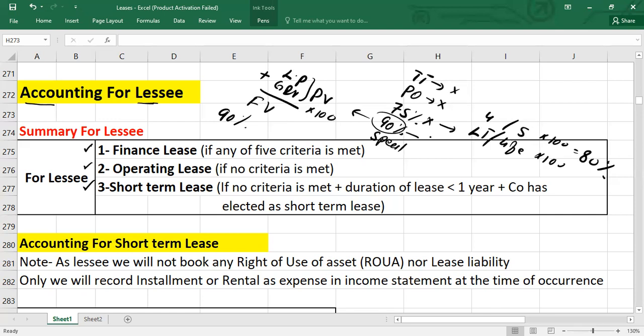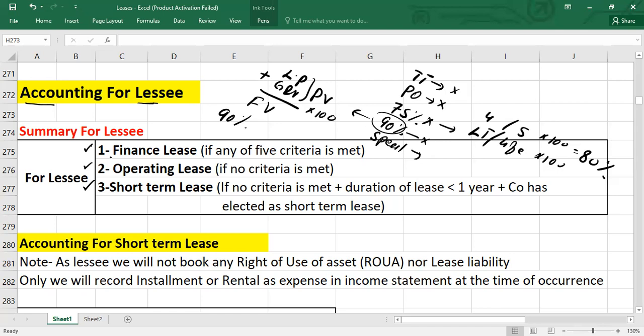If this 90% criteria is also not met, then you have to check whether the asset is specialized. The leased asset is so specialized that it is expected to have no alternative use for the lessor at the end of the lease term. If the asset does not have any alternative use for the lessor when it returns back to the lessor, we say it is a specialized asset.